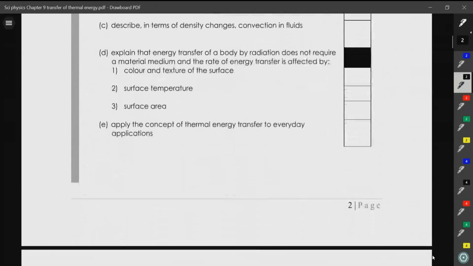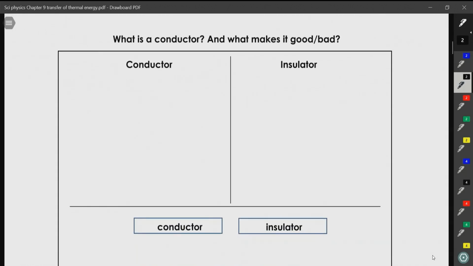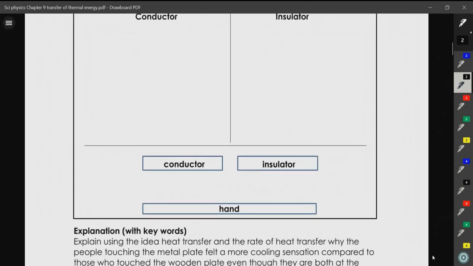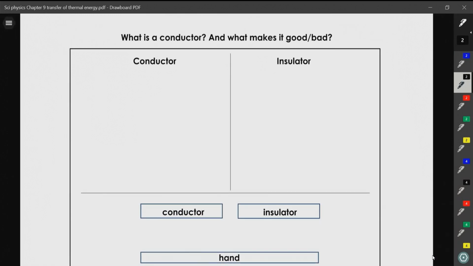Alright, first thing over here, what is a conductor and what makes it good and bad? Okay, so I think I mentioned in class the difference between conductor and insulator, right? It's not about their temperature, but rather the rate they transfer heat.